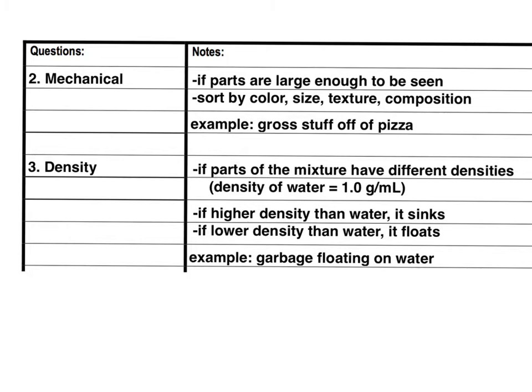The second way to separate a mixture is mechanical. This is if the parts of the mixture are large enough to be seen. I can actually pull them out by color, size, texture, or composition. Example, gross stuff off of pizza. I can take off all of those nasty banana peppers, or I can take off the anchovies or whatever weird stuff people put on there. I can actually grab it and throw it away straight into the trash where it belongs.